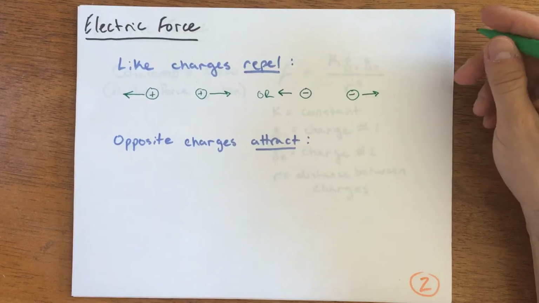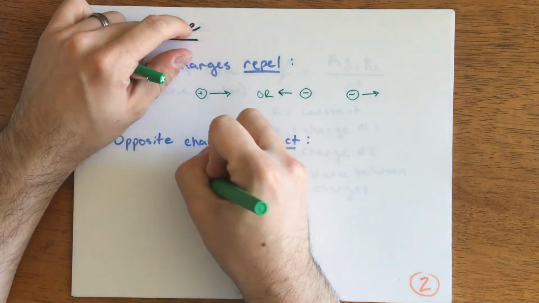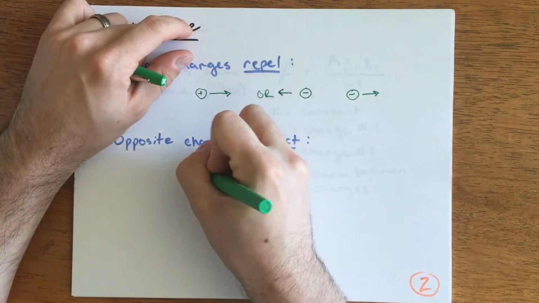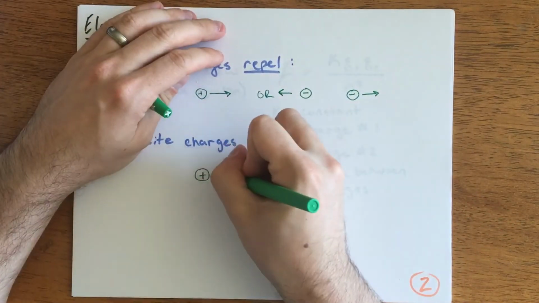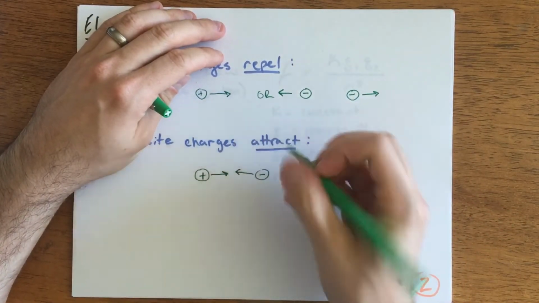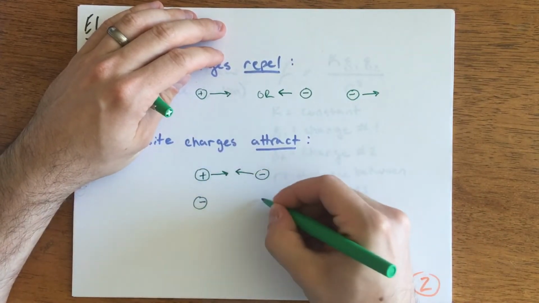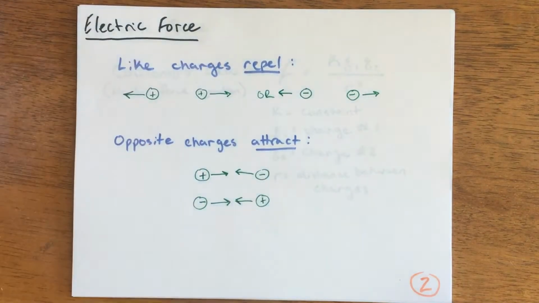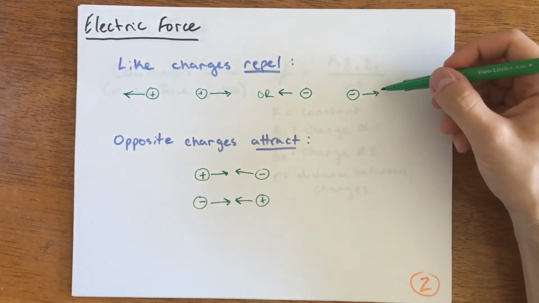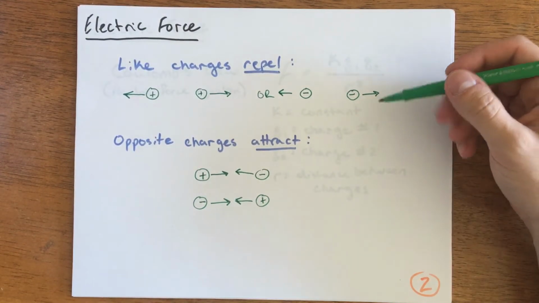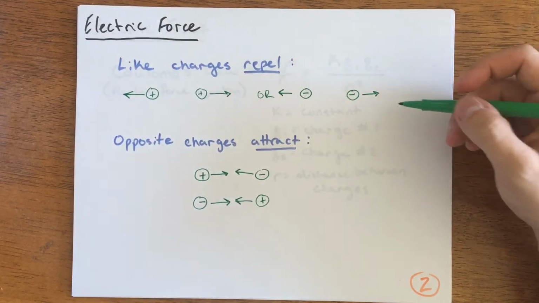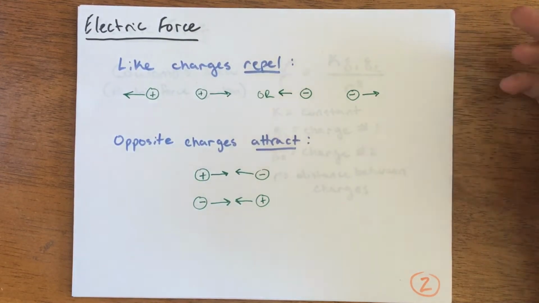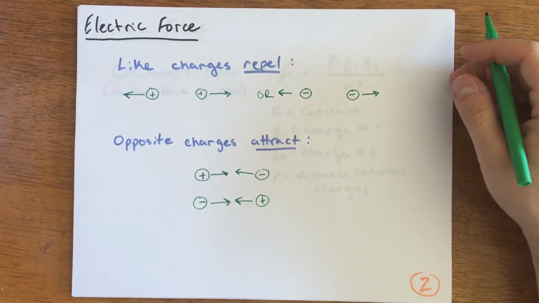Opposite charges attract. So if I have a positive and a negative charge, instead of the forces being away from each other, they would be towards each other. And the reverse would still be true. If it's a negative and then a positive, the forces would still be towards each other. So one more time, as a reminder, these force arrows, their length represents their magnitude or how large the force is, and the direction represents which way that force is moving.